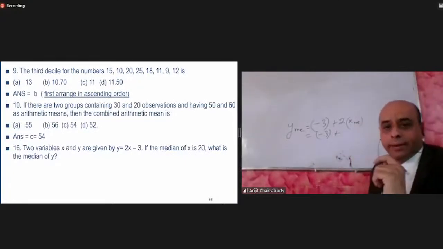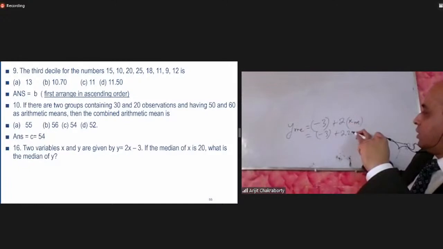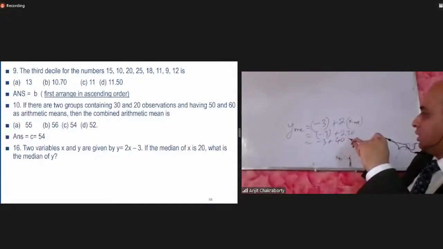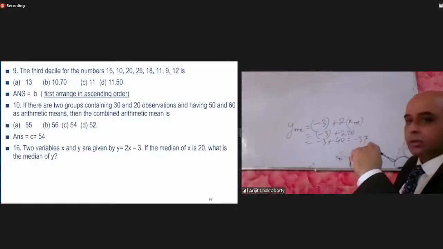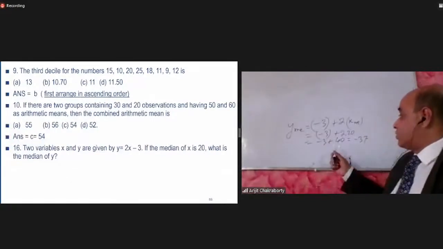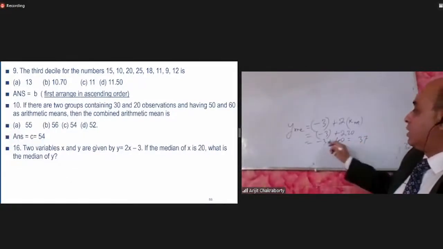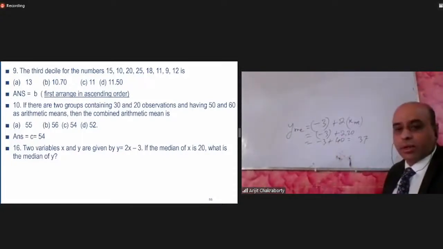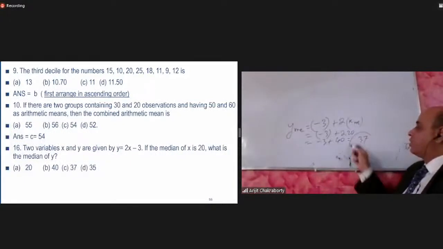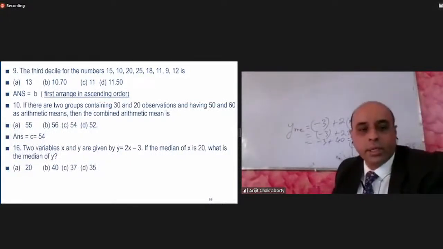Median of x is 20. So I will write 2 into 20. That is minus 3 plus 2 into 20, that is 40. So minus 3 plus 40 is 37. Just let us check. Minus 3 plus 40 is 37. Yes. So answer options are 20, 40, 37 and 35. So we have got 37. That is, the option is C.